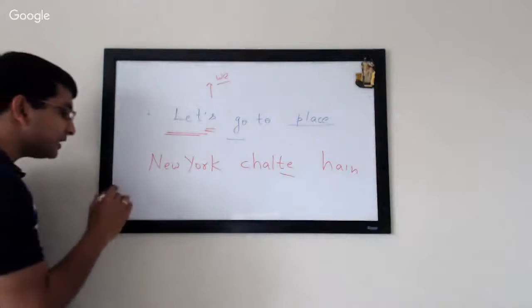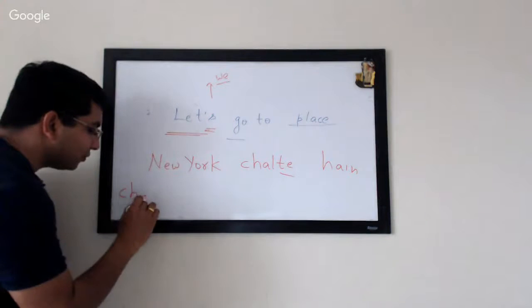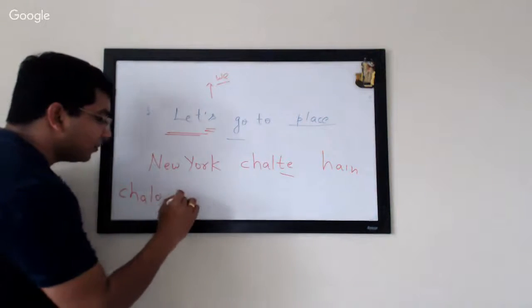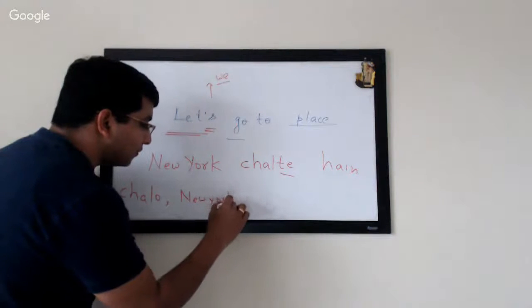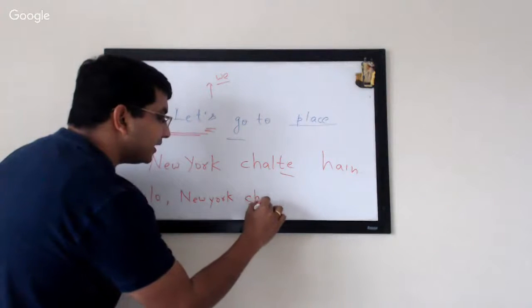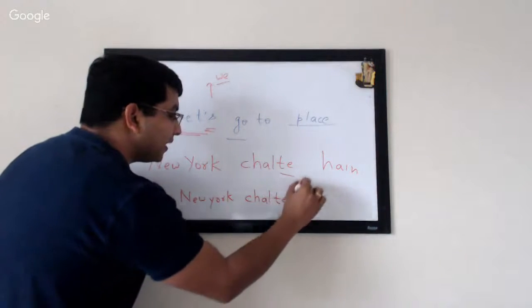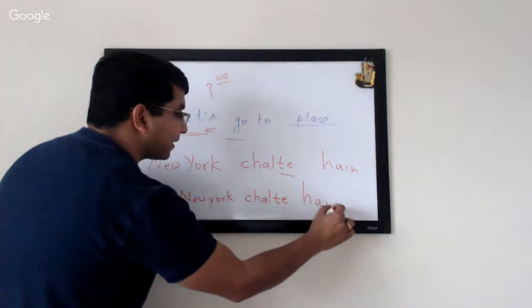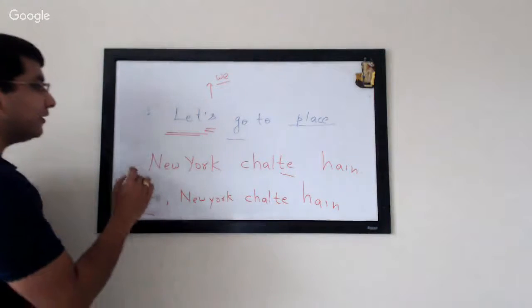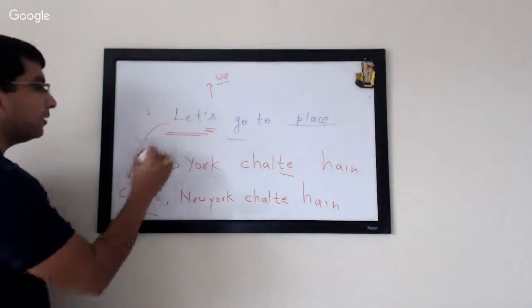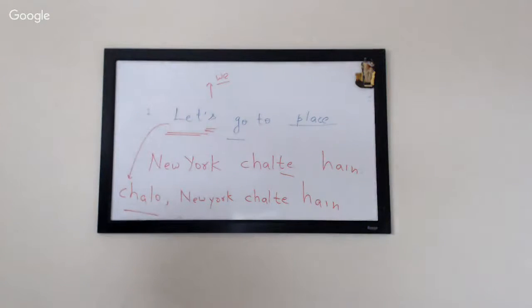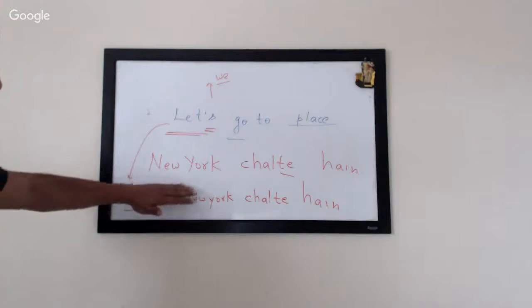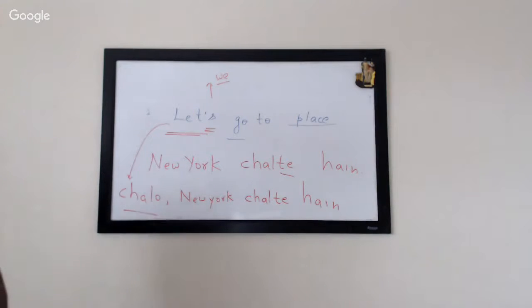If you want to be really specific, you can even say चलो New York चलते हैं. And it's chalo basically if you really want to factor in the let's as well. Both of them are correct. New York chalte hain is also correct, and chalo New York chalte hain is also correct. You can use either way.